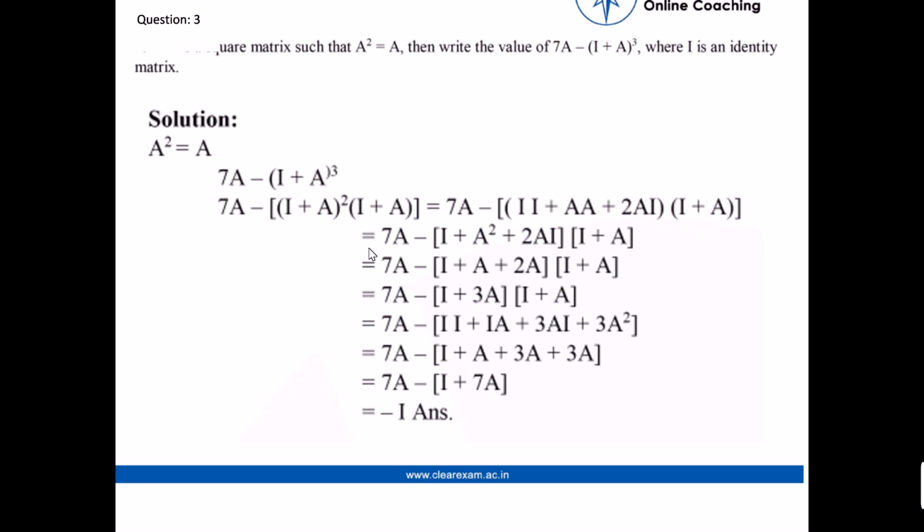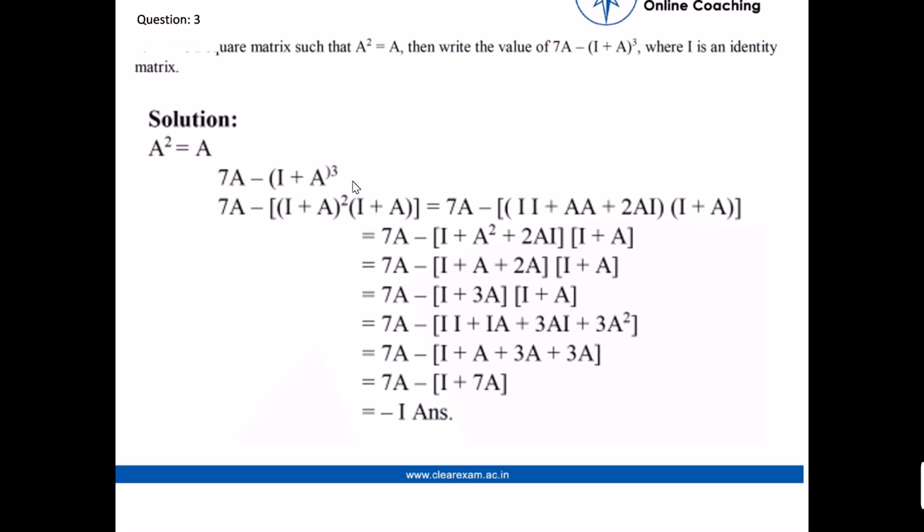After that we can write this as 7A matrix minus I. Identity matrix into identity matrix will be identity matrix. A matrix into A matrix will be A squared, plus 2A matrix, into (I plus A) matrix.